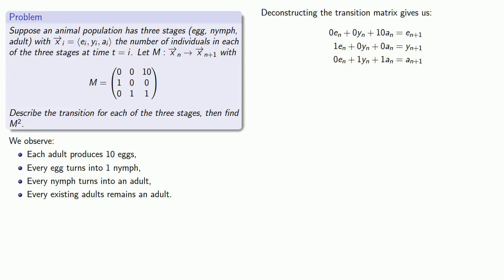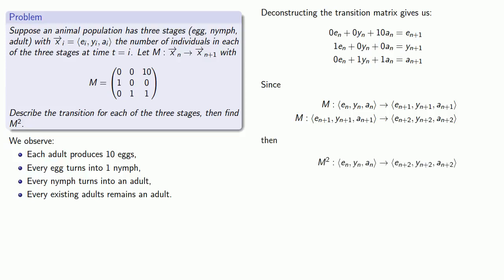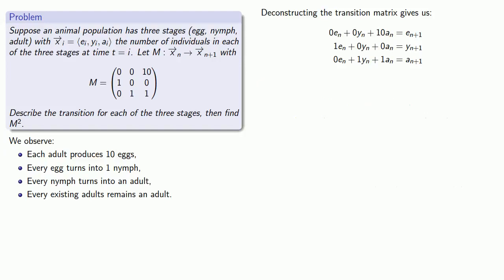So how about M squared? Remember, M is the transition matrix that describes how we go from the number of eggs, nymphs, and adults at one point in time to the number of eggs, nymphs, and adults in the next point in time. If I apply M to the output, I get the number of eggs, nymphs, and adults at the point in time after that. And so that means that M squared, which corresponds to applying the transition M twice, is going to tell me the number of eggs, nymphs, and adults 2 time intervals after my starting point. And what this means is that M squared is going to give me a way to determine these values from my starting values. So let's try and find these numbers.